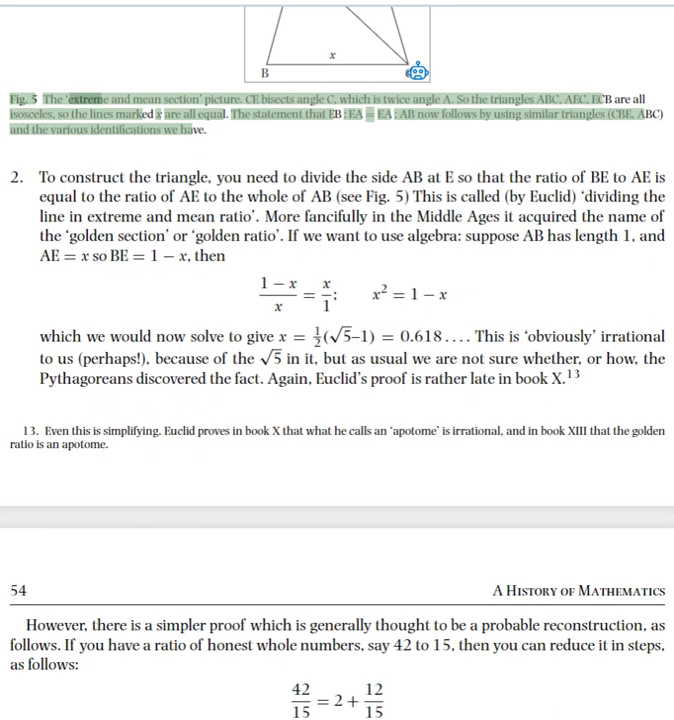Figure 5, the extreme and mean section, picture. CE bisects angle C, which is twice angle A. So the triangles ABC, AEC, ECB are all isosceles, so the lines marked X are all equal. The statement that EB over EA equals EA over AB now follows by using similar triangles and the various identifications we have.